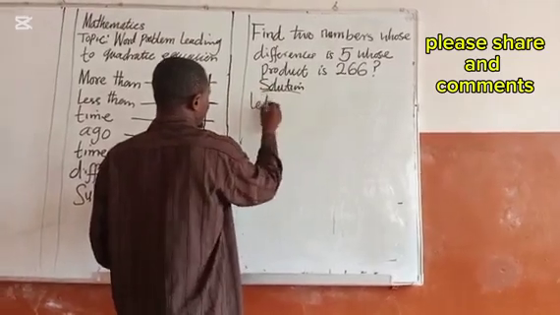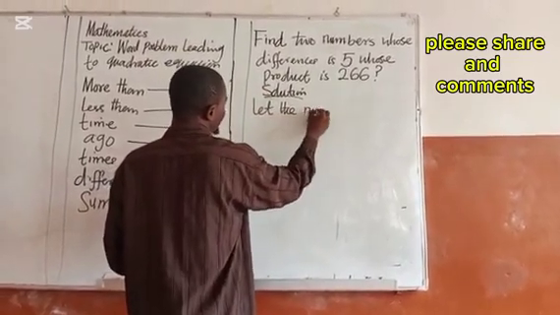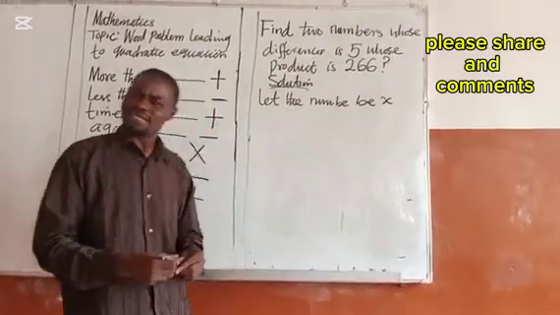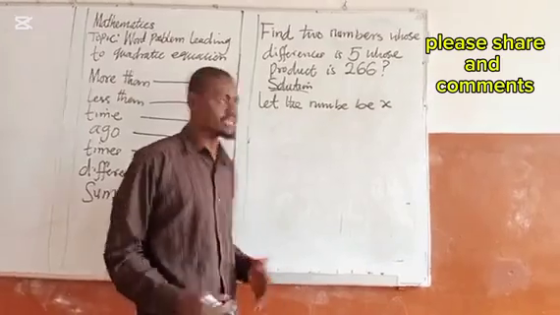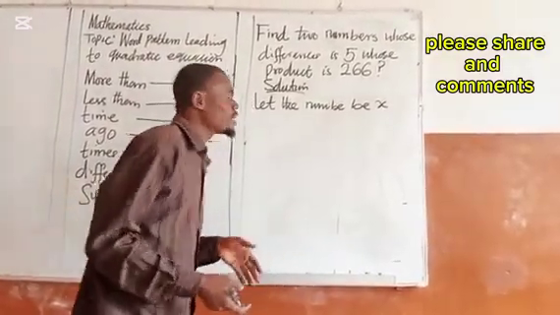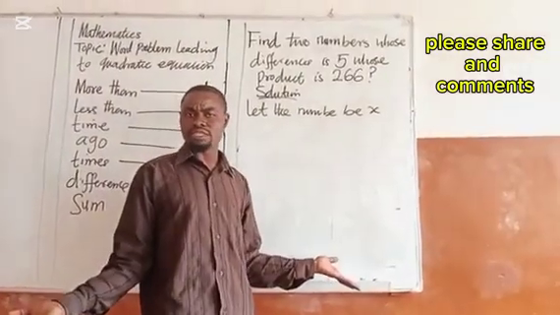Let the number be x. This number that we are saying, let it be x. That's it. So if it is x, I see the number differs by what? 5. For the next one, I should add 5, so that the difference will be 5.